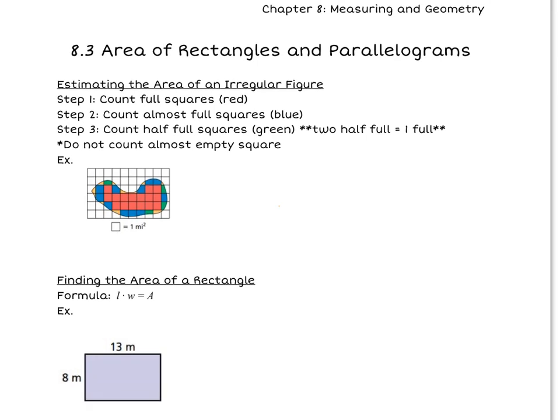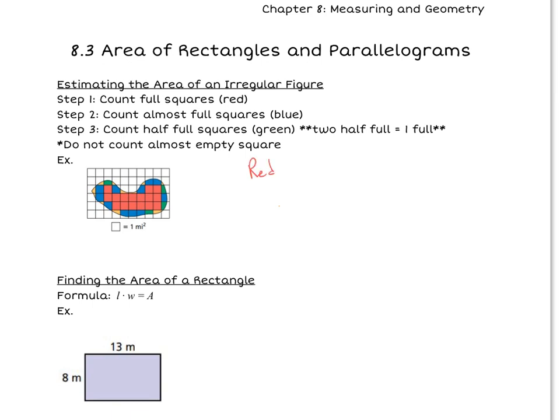So first off, estimating the area of an irregular figure. Irregular means it doesn't have a normal shape. If you notice in the picture here, it has kind of curved sides here, and then they put this nice grid over top of it. And the grid is useful because we can now do these steps here, step 1, 2, and 3, where we're actually counting squares.